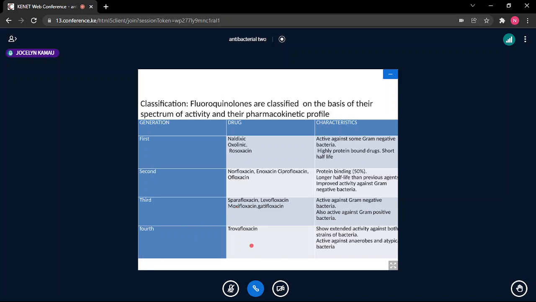Then we have the fourth generation. Mainly, the main drug there is trovafloxacin, and it shows extended activity against both gram-positive and gram-negative strains.